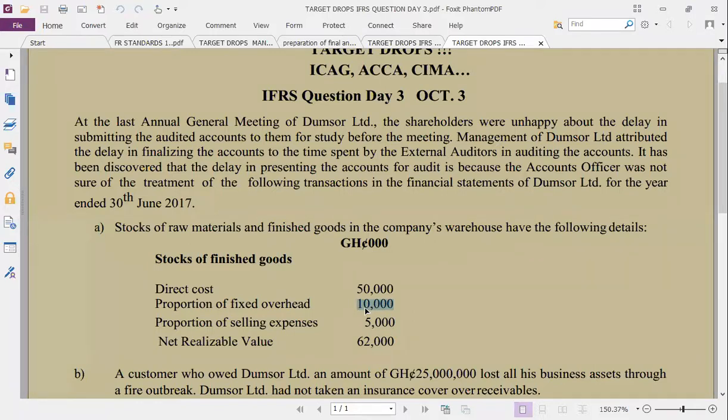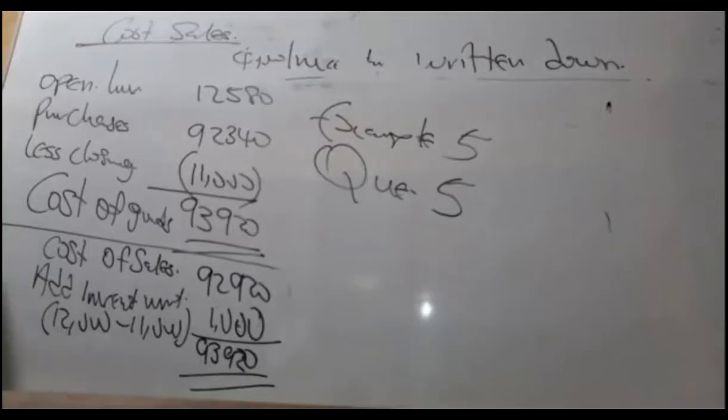So here the cost of this finished goods is what? 60,000, but the NRV is what? 62. So the inventory must be measured at what? At the lower, 60. So here no adjustment should be made. They should carry it at 60. The proportion of the selling expense should not be part. So that is it. Great. So that is the end of IAS 2.